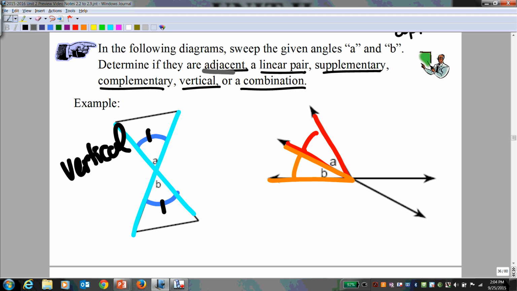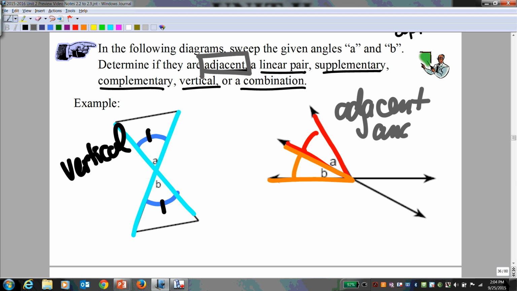Now we do know they're adjacent because they're back to back. But they do not add up to 90 and they do not add up to 180, nor are they a linear pair. So they're just adjacent angles.